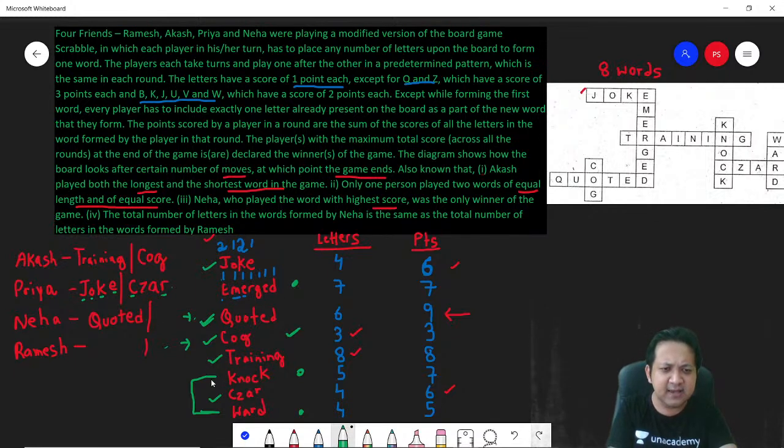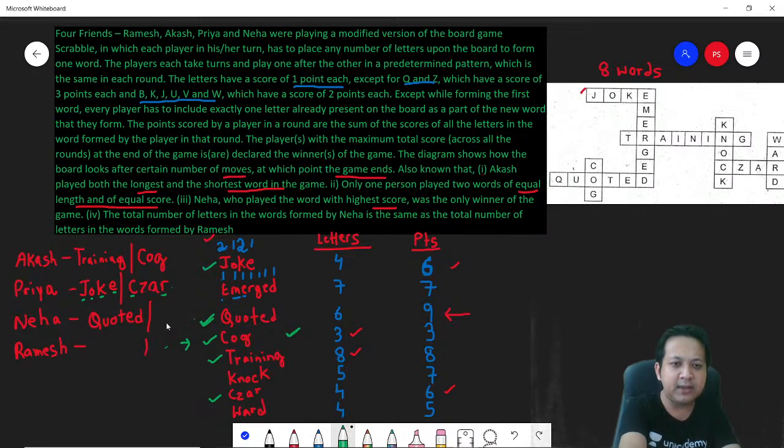In that case, the sum of letters of knock and word would be 9, but emerged, remember, in this case will come with Neha. Emerged plus quoted will be more than that. Correct? Now think about it. In that case, can I say first count? Emerged has got how many letters? 7 letters. Fine. Knock has got 5 letters and word has got 4 letters.